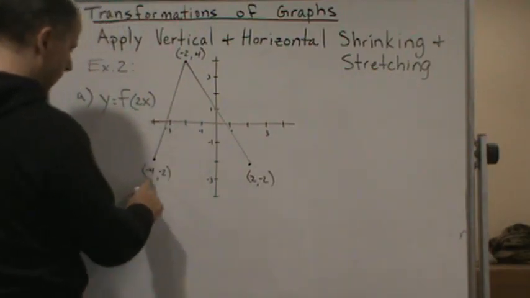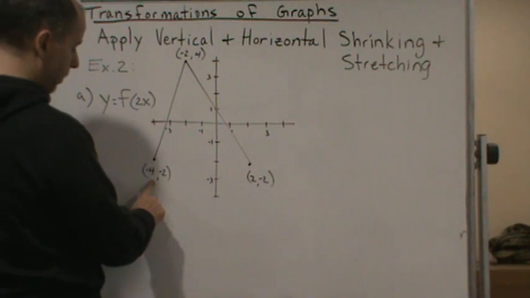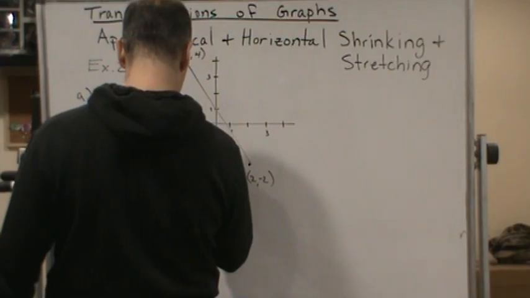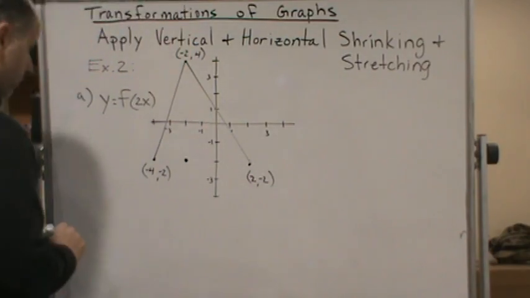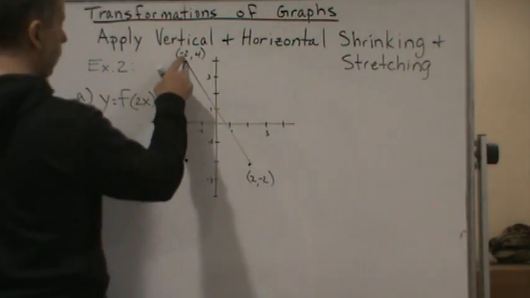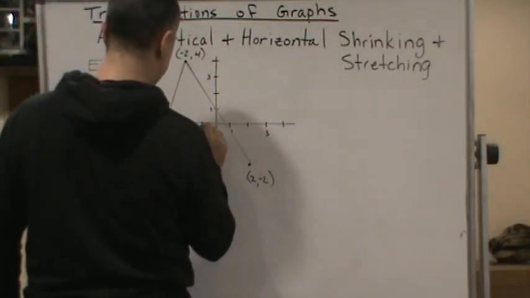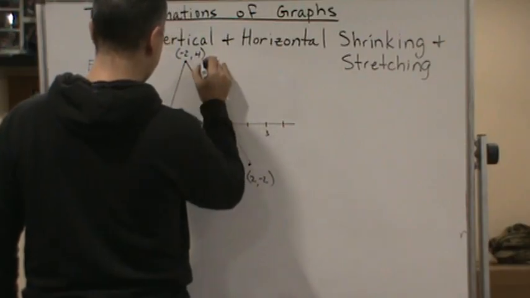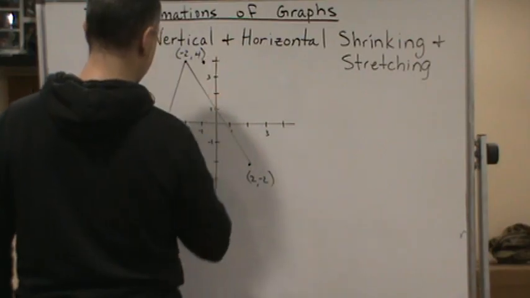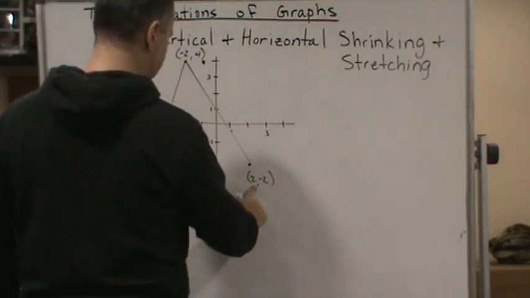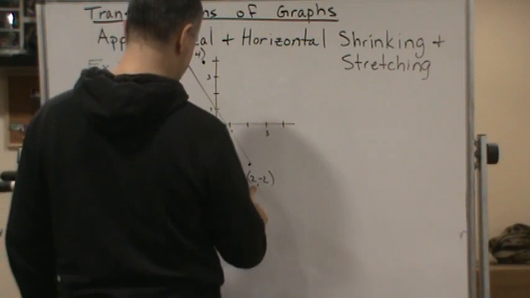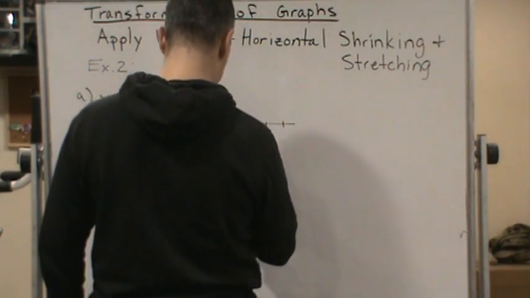So that means this point is going to go to (-2, -2). So that's going to be here. And then this point is going to go to (-1, 4). And this one is going to go to (1, -2). So that's going to go to (1, -2).